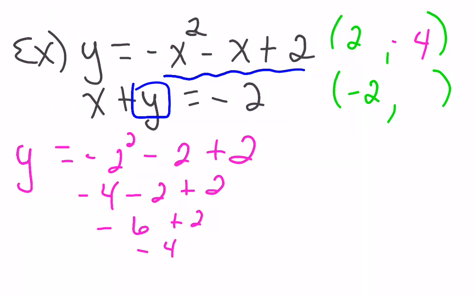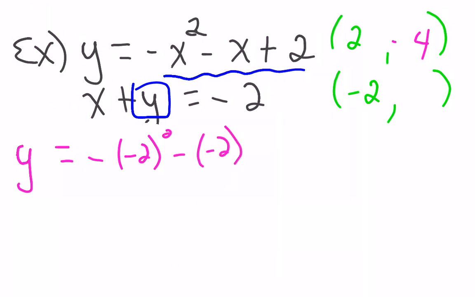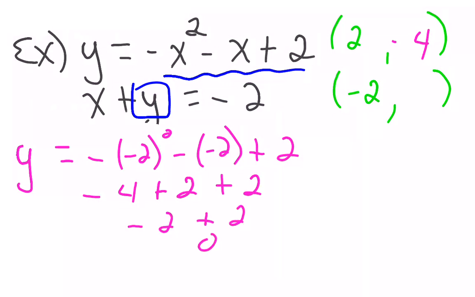Now we got to plug in negative 2. So let's do that and see what we get. So we have a negative 2 squared minus a negative 2 plus 2. Negative 2 squared is 4, so we have negative 4 minus a negative 2, so that becomes plus 2, and then plus the 2. Negative 4 plus 2 is negative 2. Negative 2 plus 2 is 0.